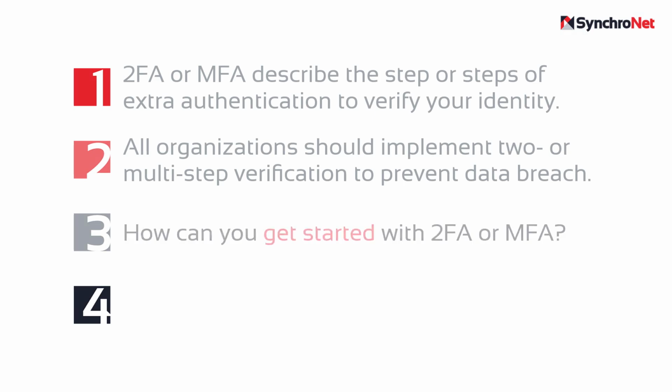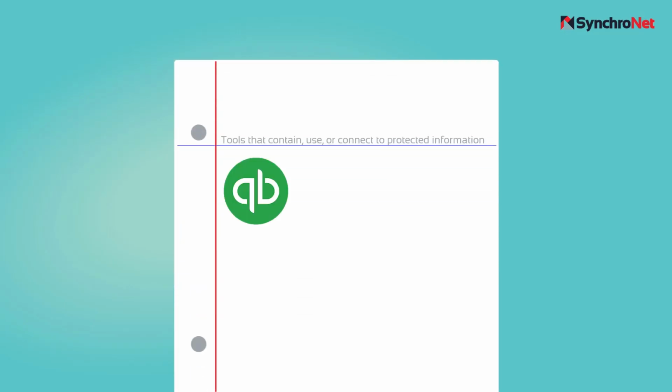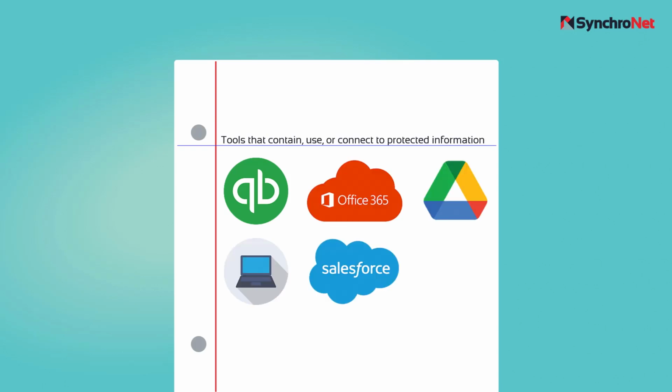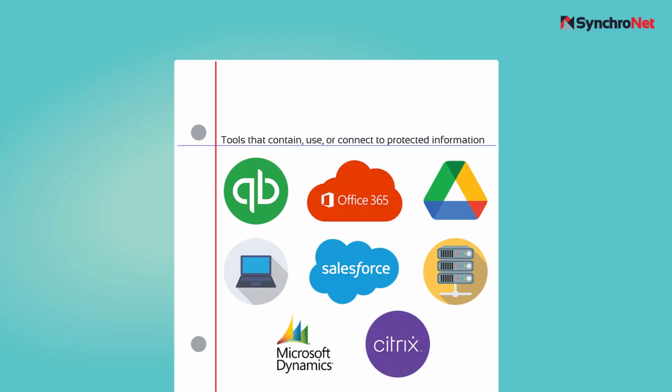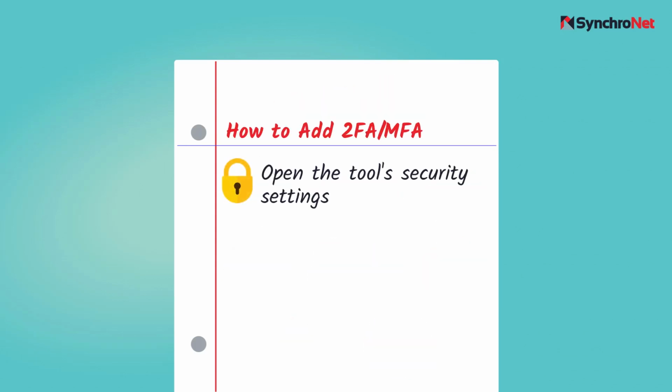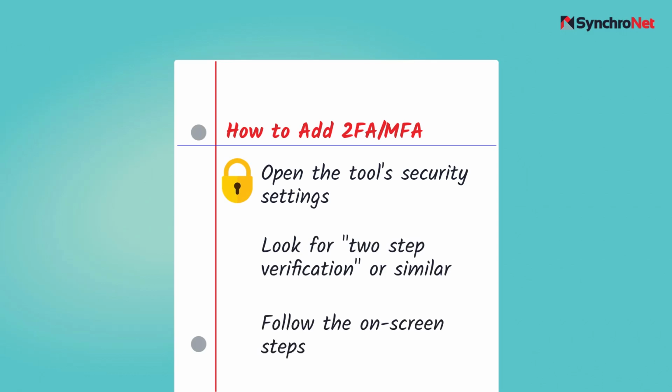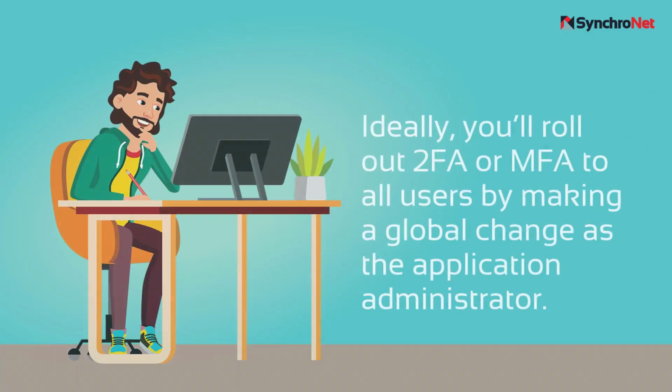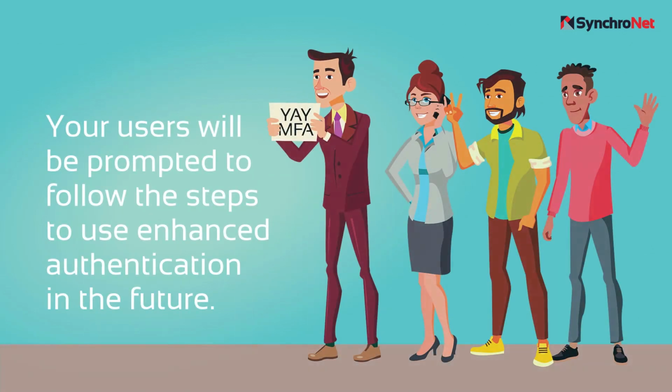Number 3, how can you get started with 2FA or MFA? Make a list of all the applications and tools that contain, use, or connect to protected information. Every item on this list should be secured with extra authentication if possible. Open the tool's security settings and look for 2-step verification or something similar. Then just follow the on-screen steps. Ideally, you'll roll out 2FA or MFA to all users by making a global change as the application administrator. This configuration will then prompt your users to follow the necessary steps to use enhanced authentication in the future.